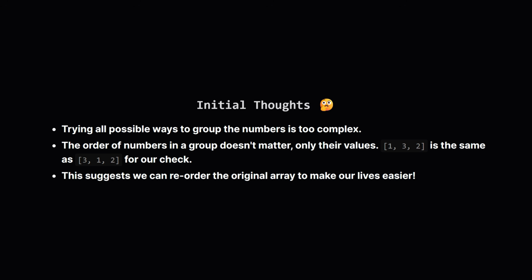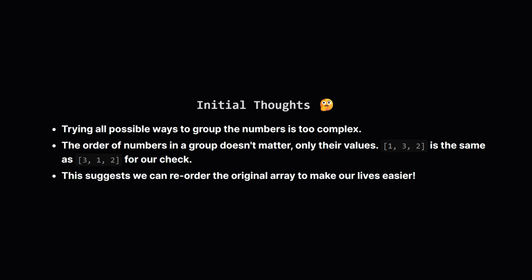So how would we approach this? My first instinct might be to try, well, every single possible combination of groups. But that would be a complete nightmare. The number of ways to partition a set grows incredibly fast. There must be a better way. Let's think about the core rule. The difference between the maximum and minimum value.